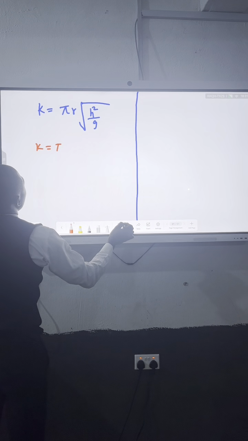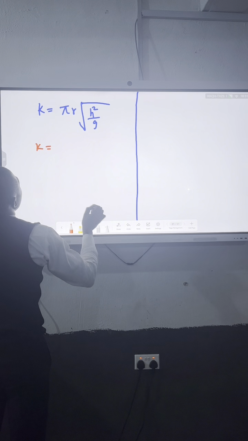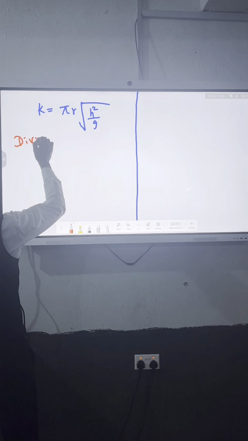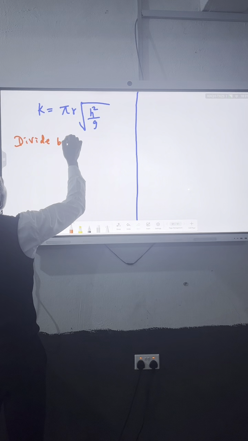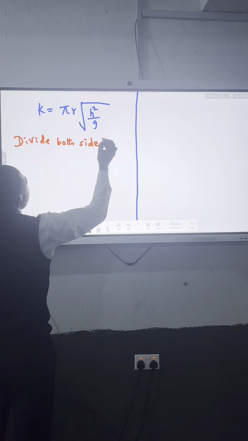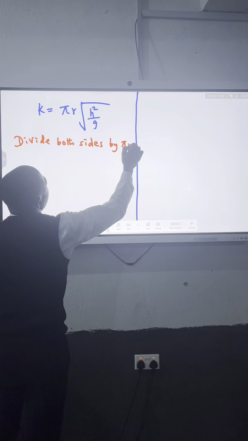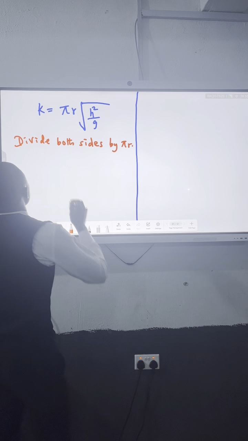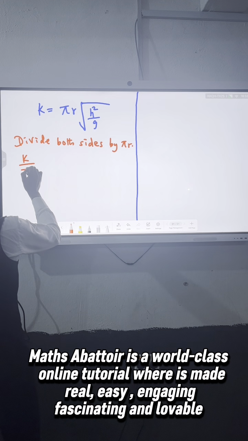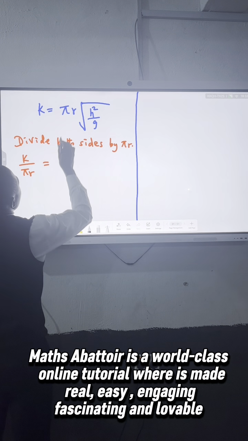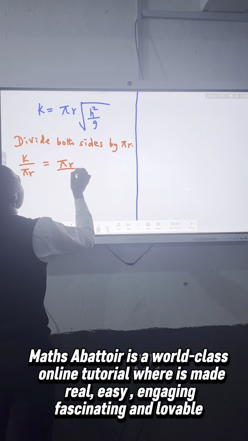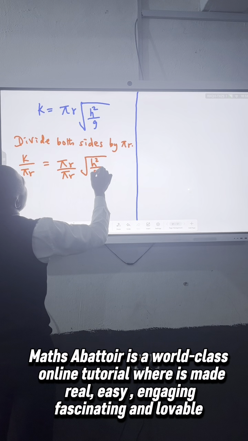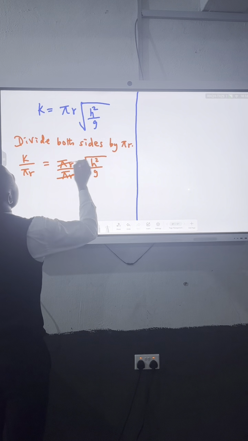It's the same thing. What we do is just divide both sides by pi R. That would be a very good start. So divide both sides by pi R. We are on our way to making G the subject of the formula. So at the left hand side, we have K all over pi R is equal to, over here, pi R divided by pi R and then multiply by the H square over G. All right, so this cancels this for us.